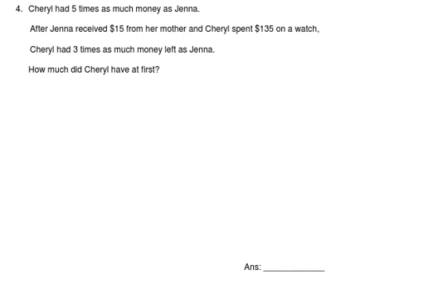Okay? Now let's look at question 4. Cheryl had 5 times as much money as Jana. After Jana received $15 from her mother, and Cheryl spent $135 on a watch, Cheryl had 3 times as much money left as Jana. How much did Cheryl have at first?